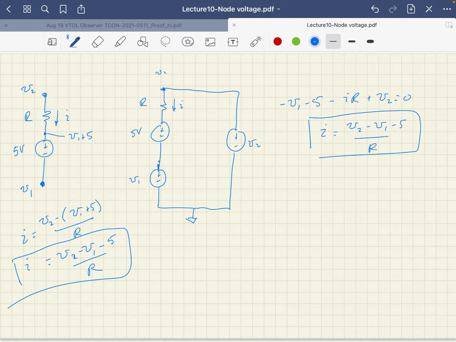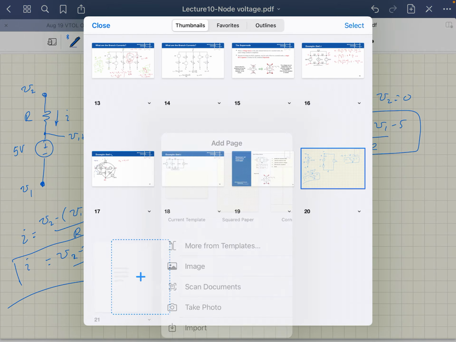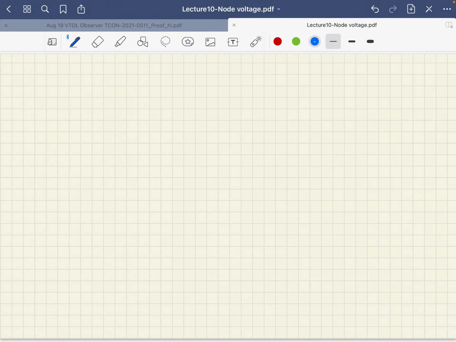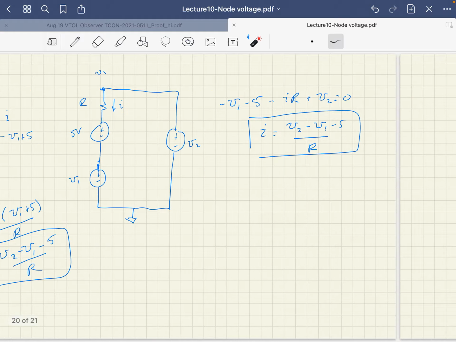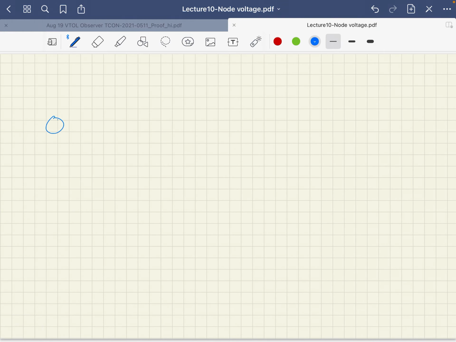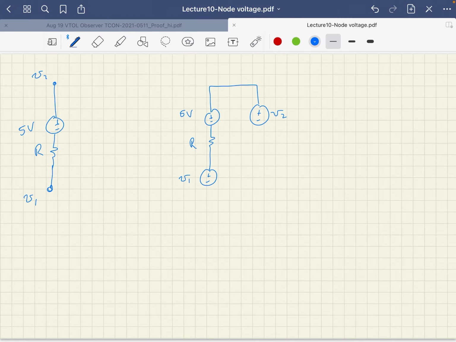Now, let's do the other one that we were looking at in class. In that case, we swapped the order of the resistor and the voltage source here. So we have the voltage source 5 volts, we have the resistor R, this was V1, and this guy V2. So let's just redraw this in the way we've been thinking of looking at those. This is 5 volts, and we have our V2, and then here would be V1.